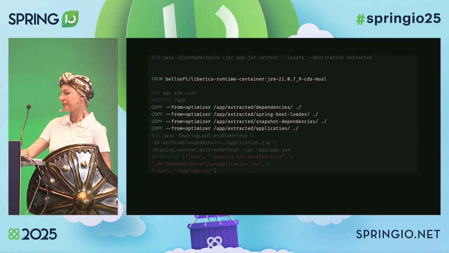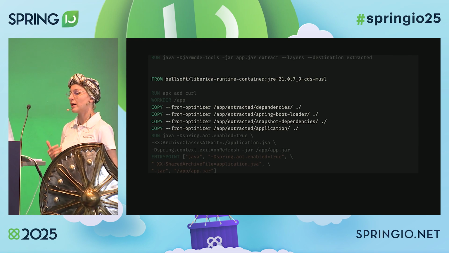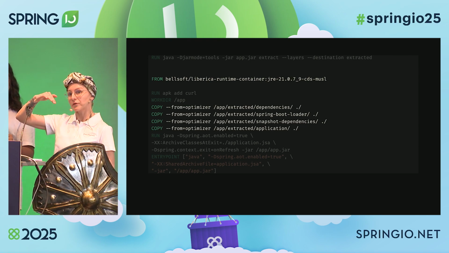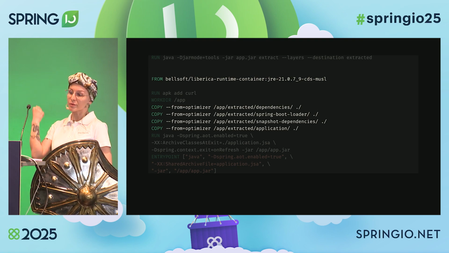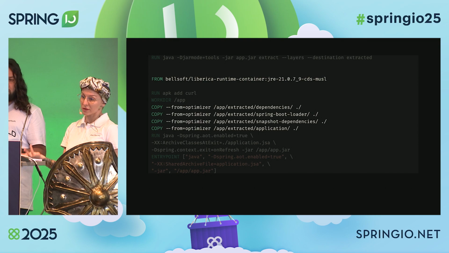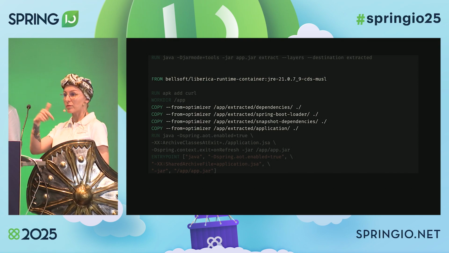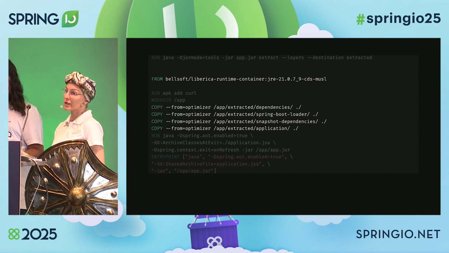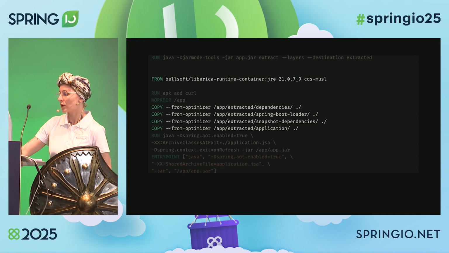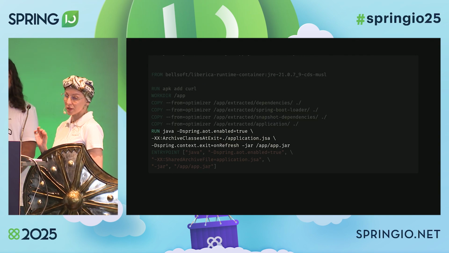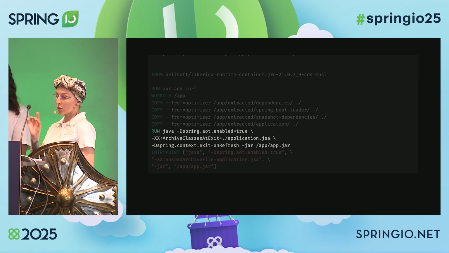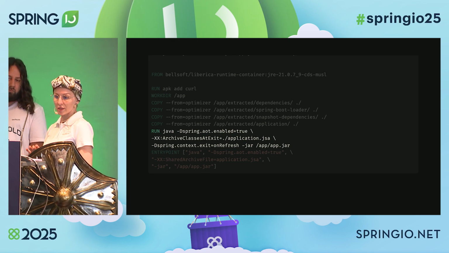Why is the order this way? Well, because the most frequently updated layers are placed on top, which is the application and snapshot dependencies. And the dependencies and Spring Boot loader are placed at the bottom. So if they are not updated, they are pulled from the cache. Right. Then, what we do is use three simple flags. First of all, we enable Spring AOT.